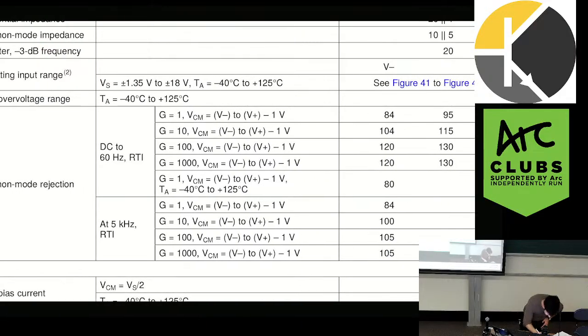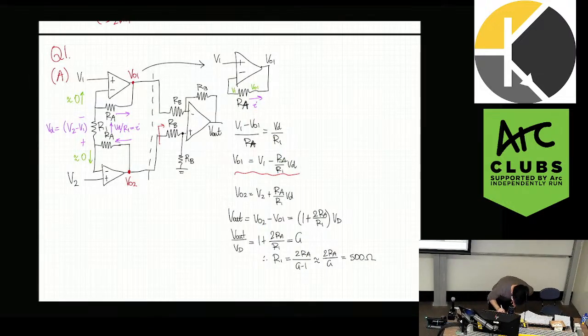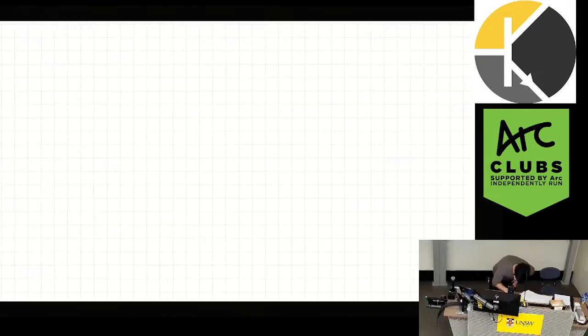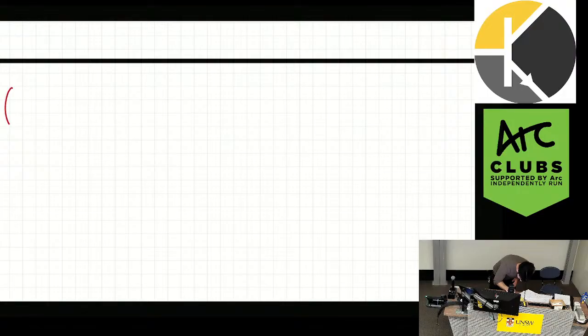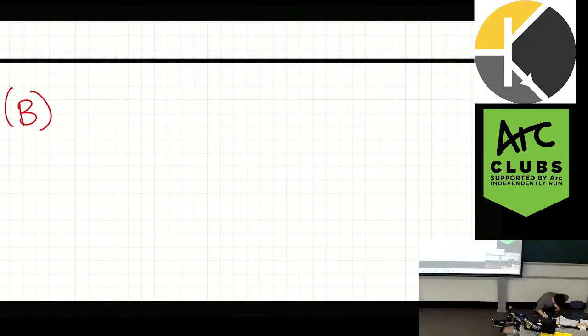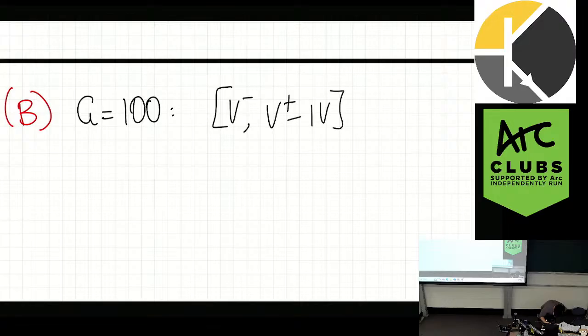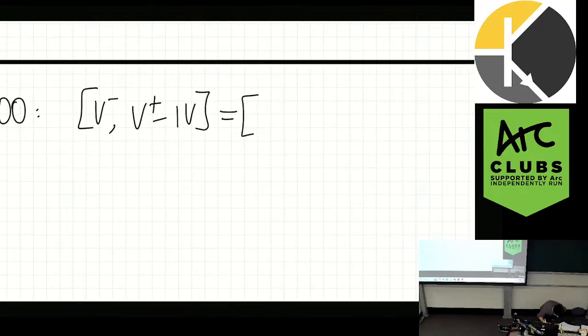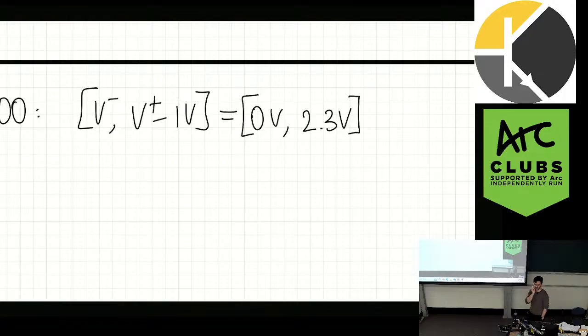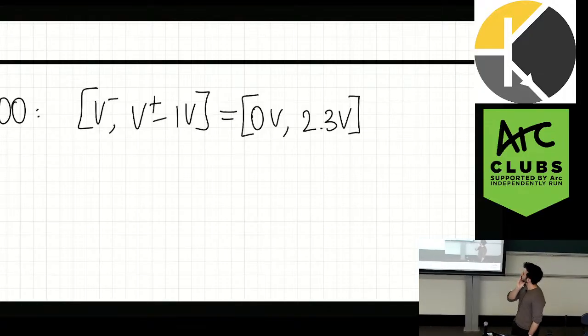Okay. So for part B, from the data sheet we saw that at a gain of 100, we have V minus to V plus minus 1 volt, and this is 0 volts to 2.3 volts. And that's it. Nothing else, right? This was a lot shorter than the first question, so some questions are definitely going to take a lot longer than others.